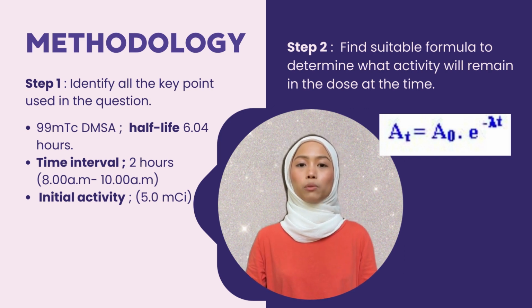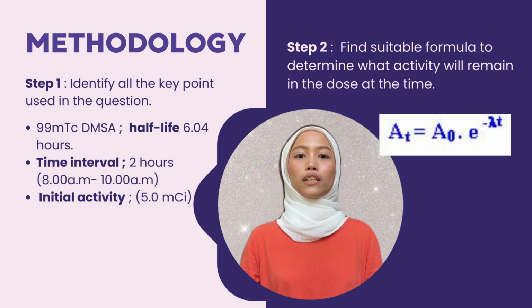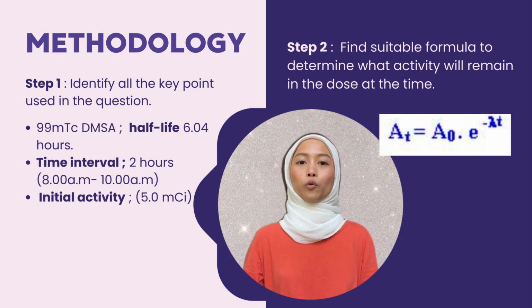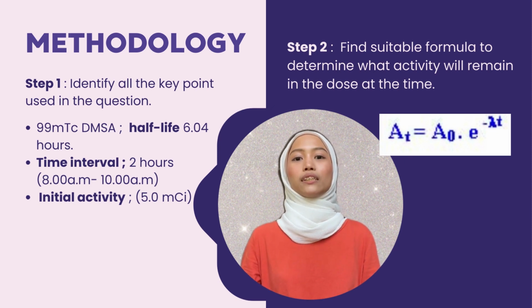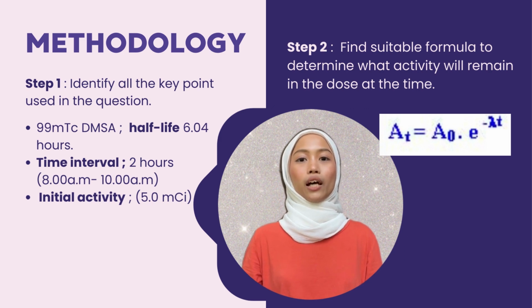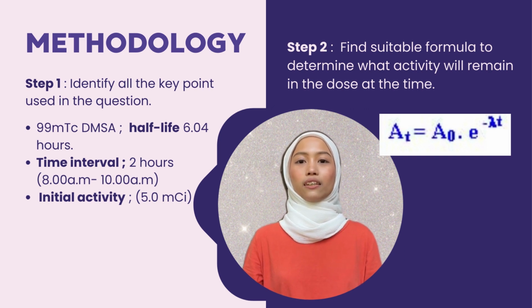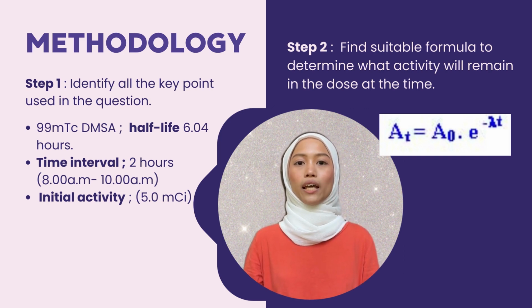Second step is to find a suitable formula to determine what activity will remain in the dose at that time. According to the Human Health Campus website, the formula is At equals A naught multiplied by e to the power of negative lambda multiplied by t, where At is the activity in 1 ml eluate at the present time of preparation, A naught is the activity in 1 ml eluate at the time of elution, lambda is the decay constant of technetium-99m, and t is the time interval between elution and preparation.